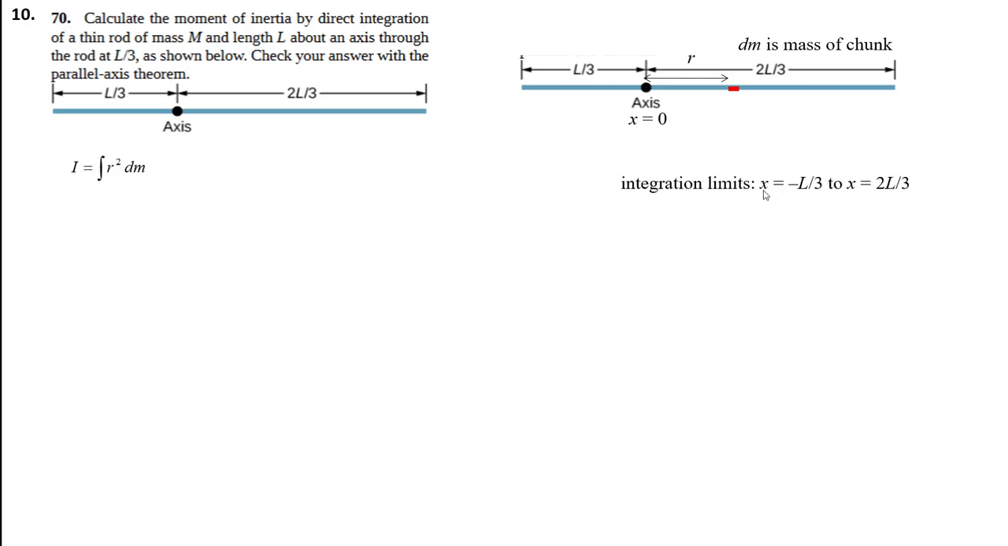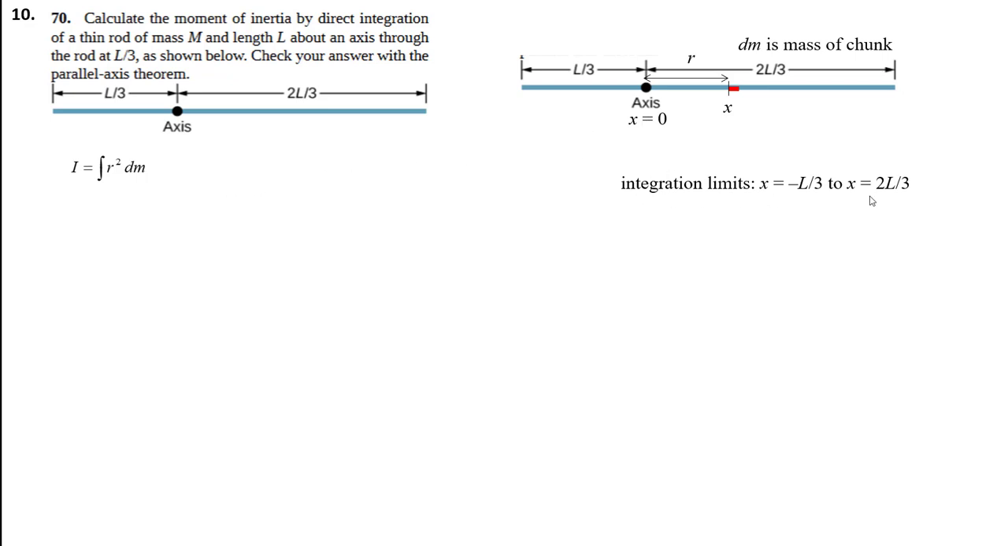So we can say that first chunk is at x equals negative L over 3, right? Because here's my x equals 0, so that's x equals negative L over 3. And the last chunk is at x equals 2L over 3. Those are integration limits. That's telling you where I'm going to integrate from one x position up to that final x position. That also tells us that we're going to be integrating over x. And what does x mean? x is the x position of the chunk we're looking at.